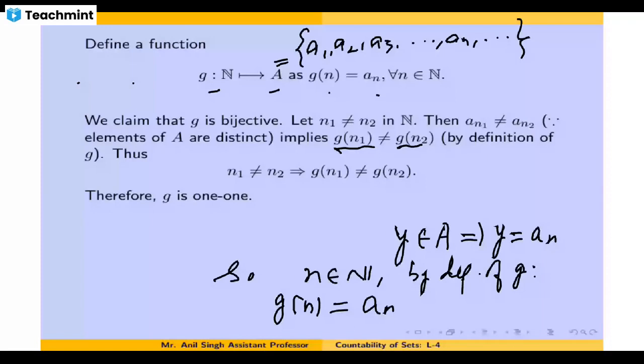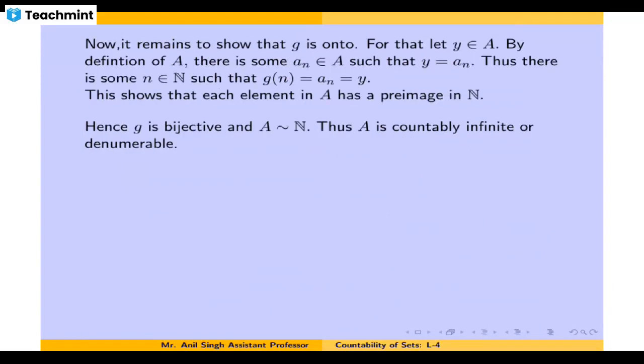Every element is an image, which means the range of g is the complete A, and g is an onto function. We have already established that g is a one-one function. So g is a bijection. If g is a bijection, that means A is equivalent to the set of natural numbers, and by the definition of a countably infinite set, it follows that A is countably infinite.